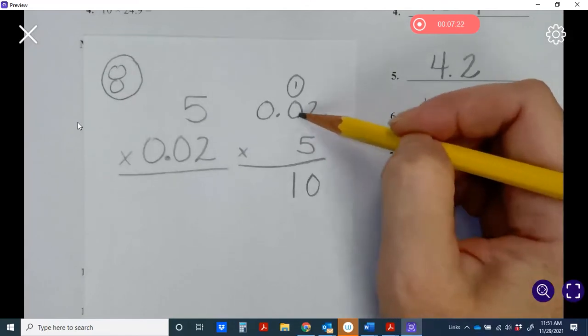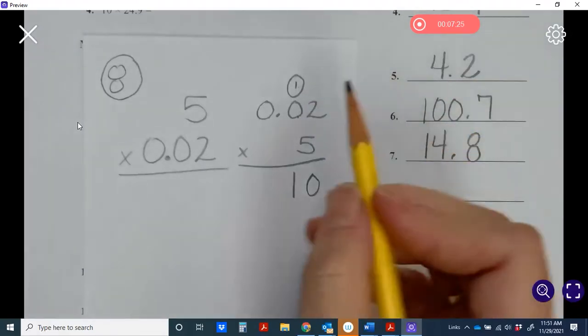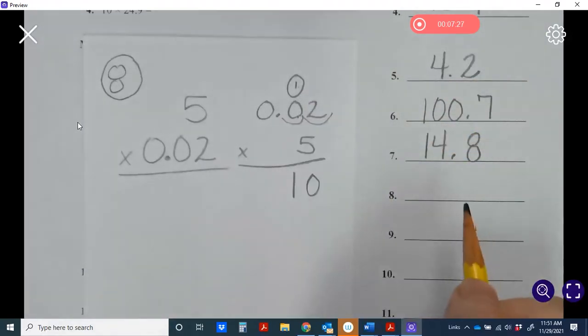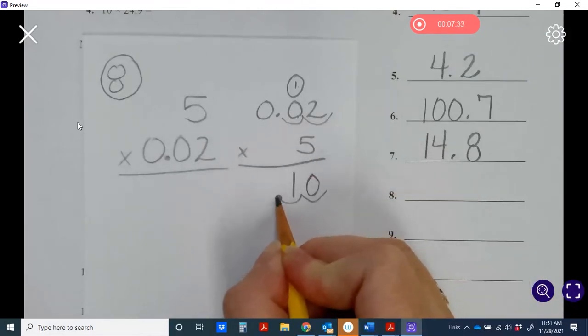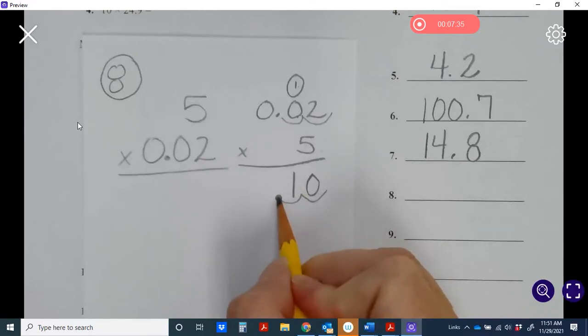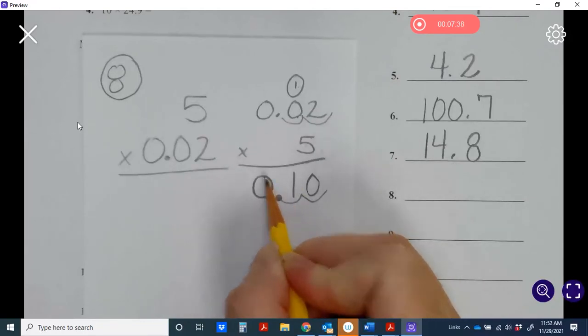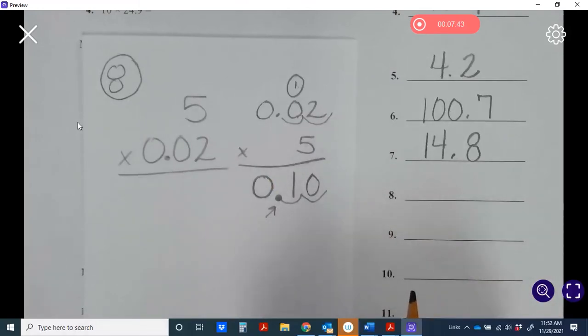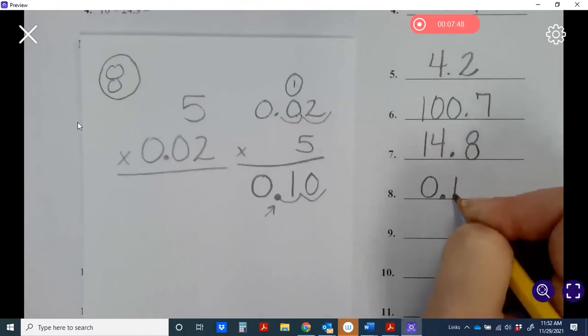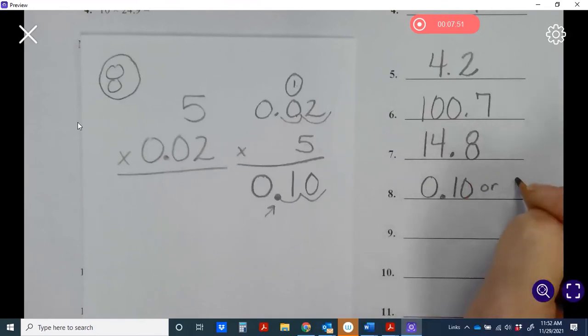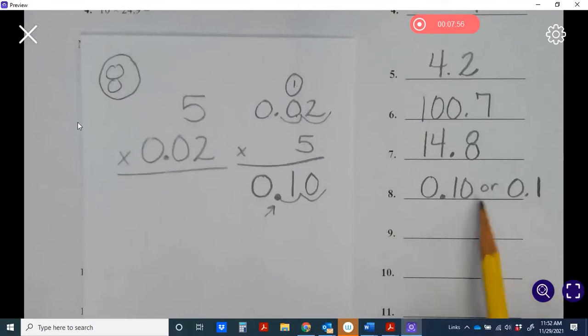So 5 times 0 is 0, plus 1 is 1. There are 2 decimals in my top number. There are no decimals in my bottom number for a total of 2 in my answer. Now, when we have a leading decimal point, we always want to add a 0 here. The reason why is because that highlights that that decimal point exists, and we don't want to forget it. So we have 0.10, or you can actually just write 0.1. Okay, this is 10 hundredths or 1/10. They're equal in value.